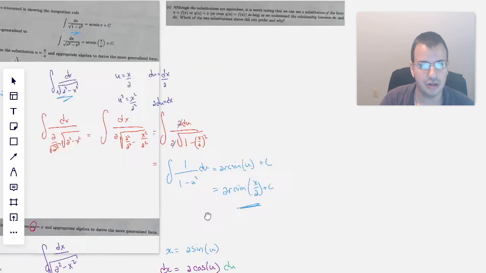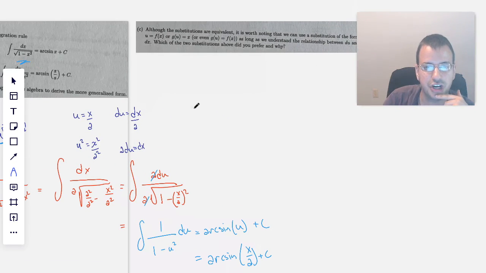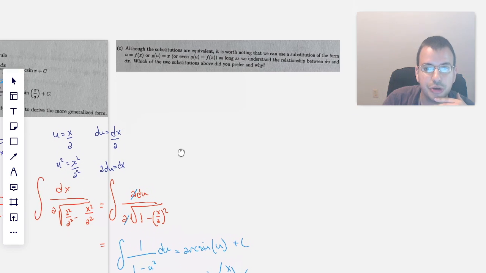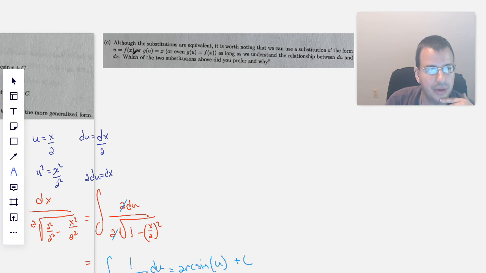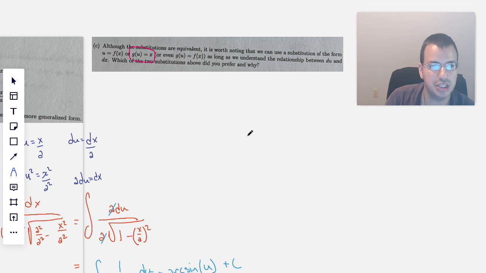All right, and then the third part, all the substitutions are equivalent. They are. It is worth noting that we can use substitution of the form u equals f of x or x equals g of u. So this is what I did. x equals g of u, because I used a function. Or even g of u equals f of x, as long as we understand the relationship between du and dx. Yes, you need to understand the relationships.